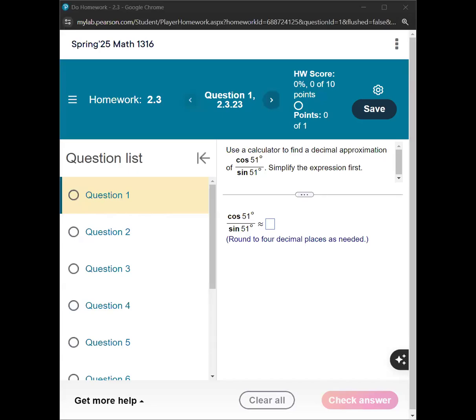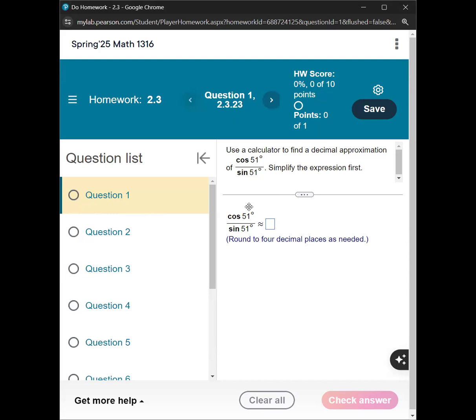Lesson 2.3 is called Approximations of Trigonometric Function Values. Our main goal is to find the function values with a calculator. This time for 2.3, you're allowed to use a calculator, and the calculator I am recommending is called Desmos.com calculator.